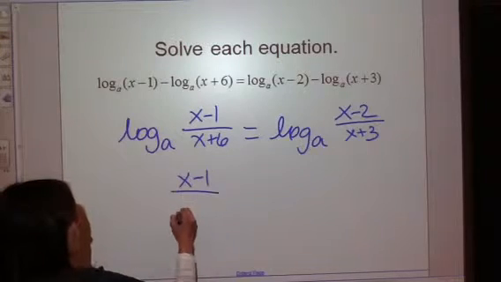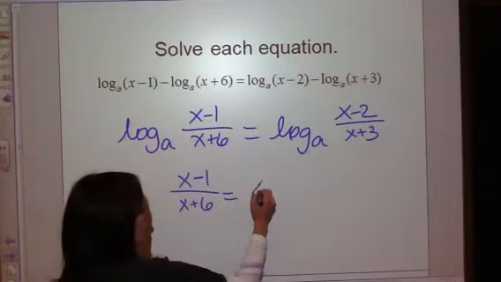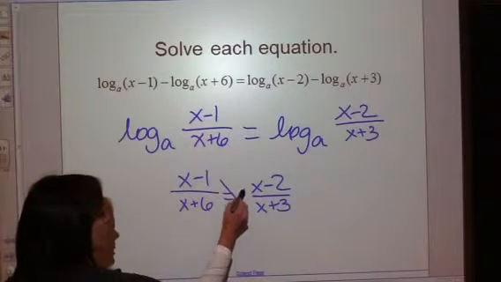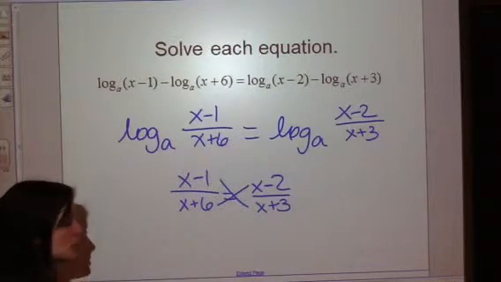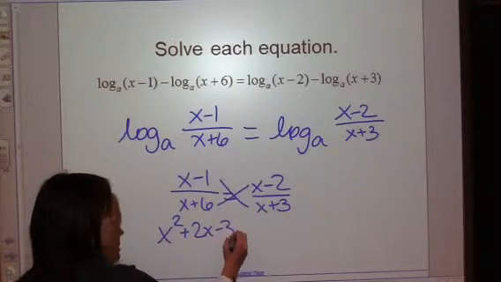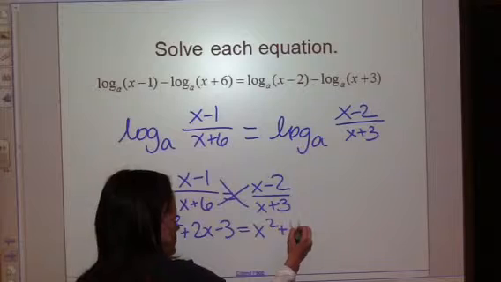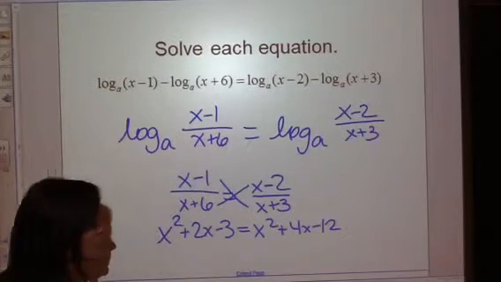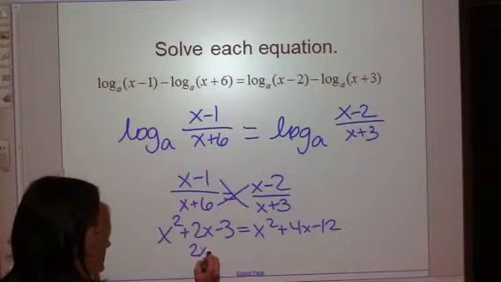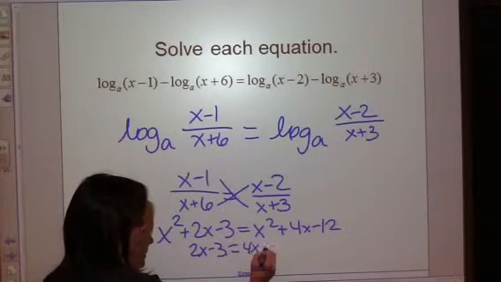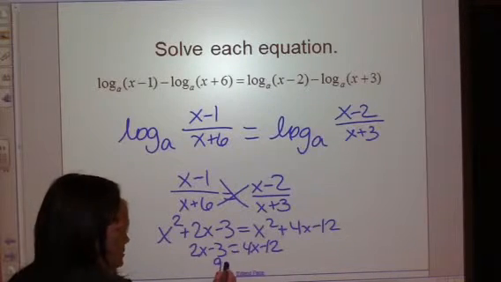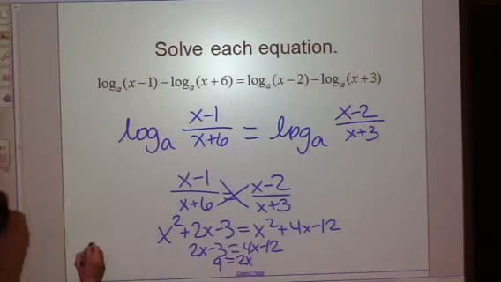So, like our beginning examples, those logs go away. And we can solve for x. So I would cross multiply. You're going to have to do area models to get your answer. You get x squared plus 2x minus 3 equals x squared plus 4x minus 12. Your x squareds end up canceling, yay. So you got 2x minus 3 equals 4x minus 12. Move your 12 over, you get 9. Move your 2x over, you get 2x. Divide, and you get 4.5.